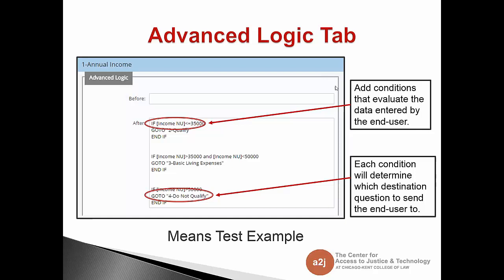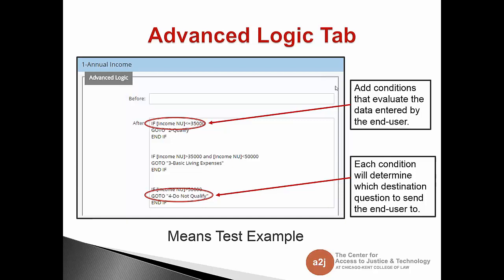There are three conditions here. If their income level, that variable is income NU, is less than or equal to 35,000. The next set of conditions are if the end user's income is greater than 35,000 and less than 50,000. And then the last condition you see there is if the end user's income is greater than 50,000. So we've got three different conditions that we need to account for. Each condition will determine which destination question to send the end user to.